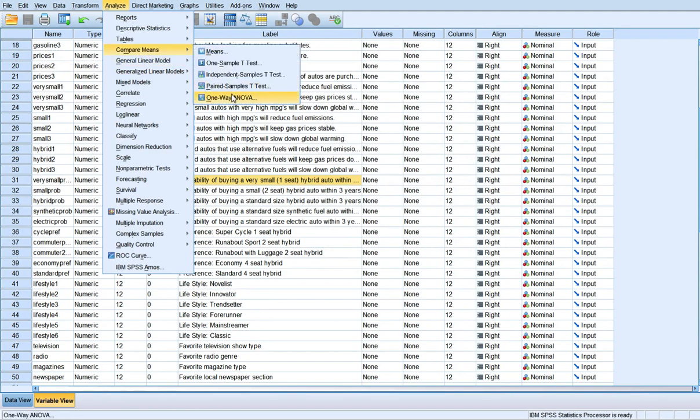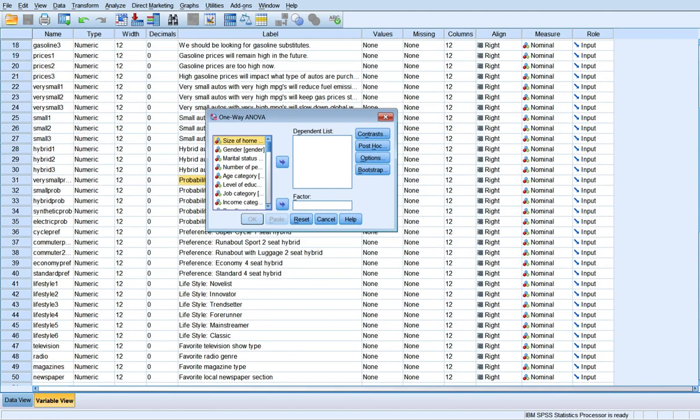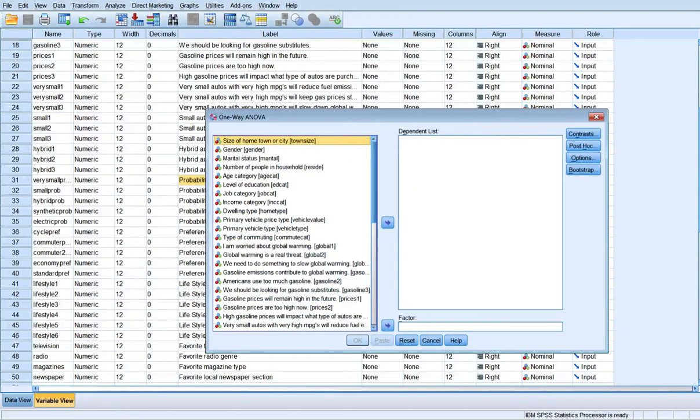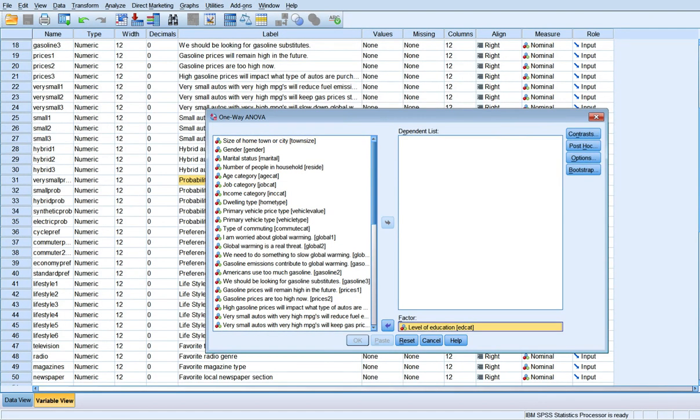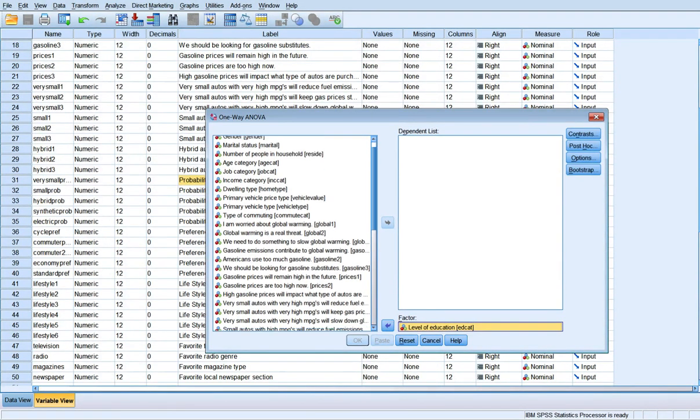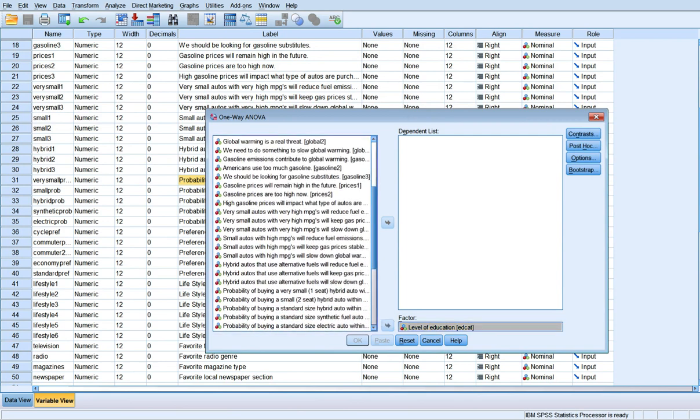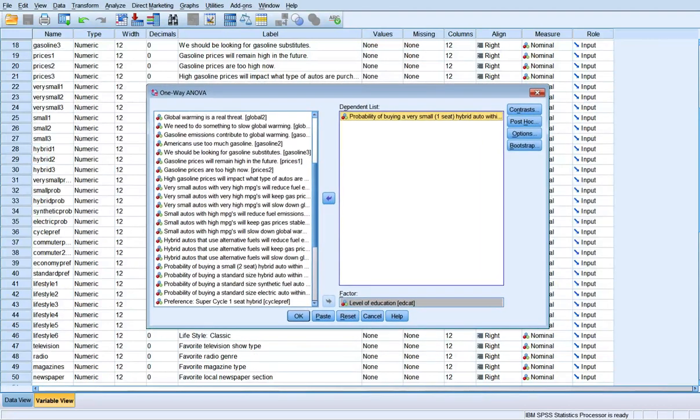So we call the Anova test, and level of education becomes our factor. And we know before that there are 5 categories within level of education. Now we would like to compare the probability to purchase a small one-seat hybrid within 3 years, and we'll compare this variable across the 5 levels of education.